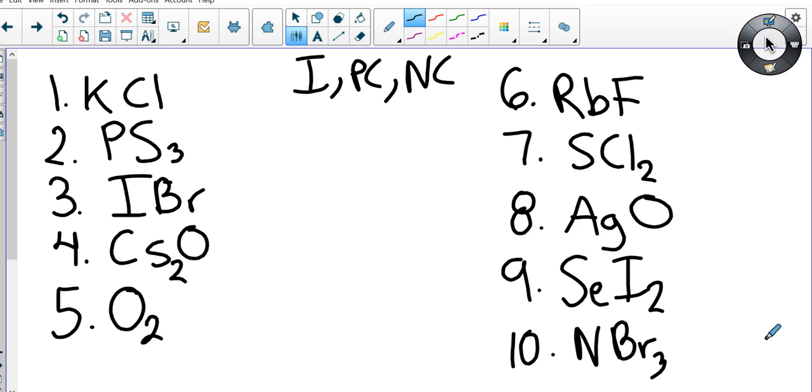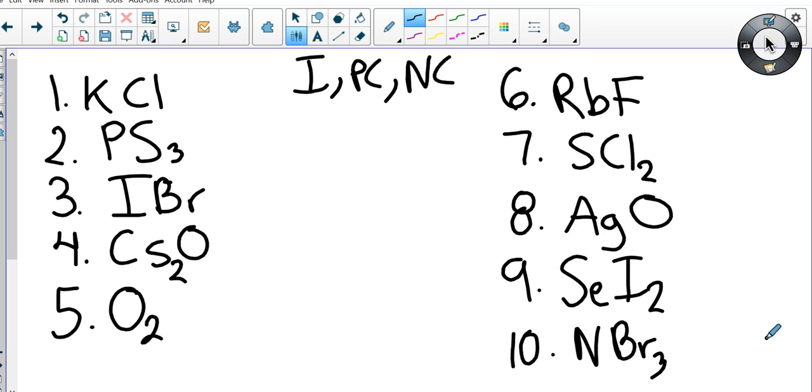Thank you. Number 3, IBr. So what kind of bond was this, Thomas? Nonpolar. And so I and Br are right beside each other too, right? Okay. CsO. So cesium is a metal, so this should be ionic. Thomas, I've honestly got to pick you again. Yeah, so that makes sense.